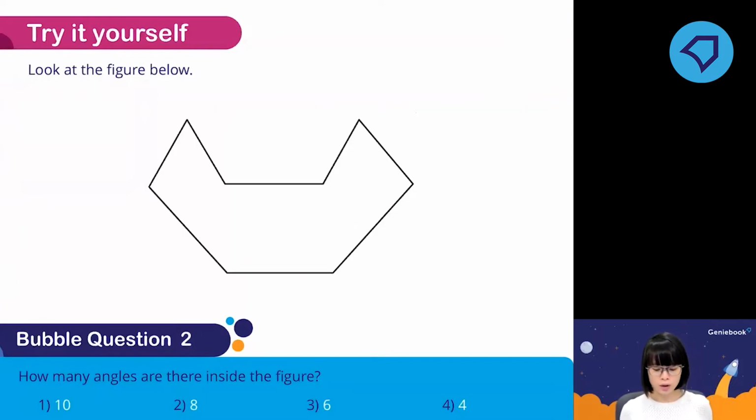So hopefully all of you are able to get this question correct. Now, how many angles are there inside the figure? I want it inside, not outside. Are you guys ready? I'm going to launch the options already. Options launching in 3, 2, 1. Let's go. You have 1 minute, so you have more than enough time to count.